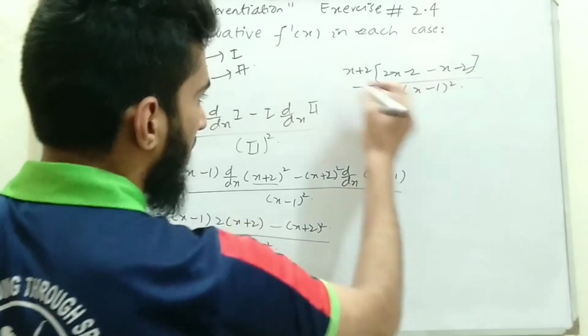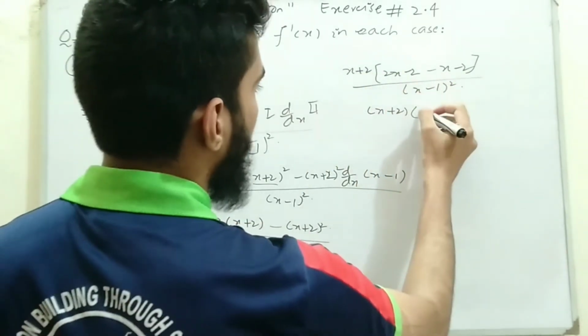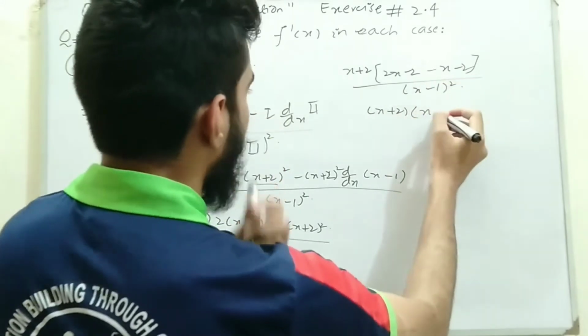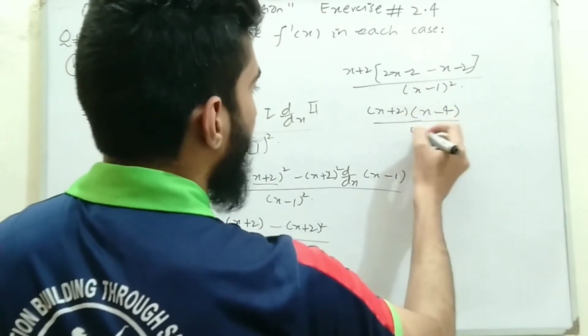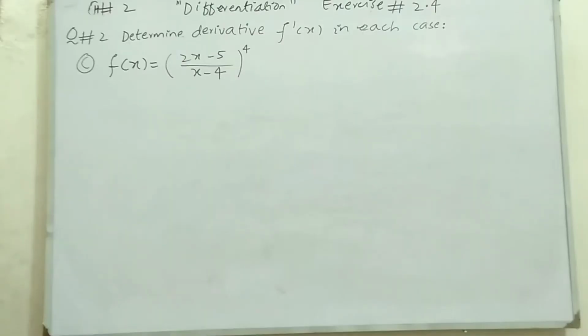Now after simplification, it will give us x plus 2 multiplied by 2x minus x, which gives us x, and minus 2, which gives us minus 4, divided by x minus 1 whole square. So this is the required derivative. Now move to part number C.